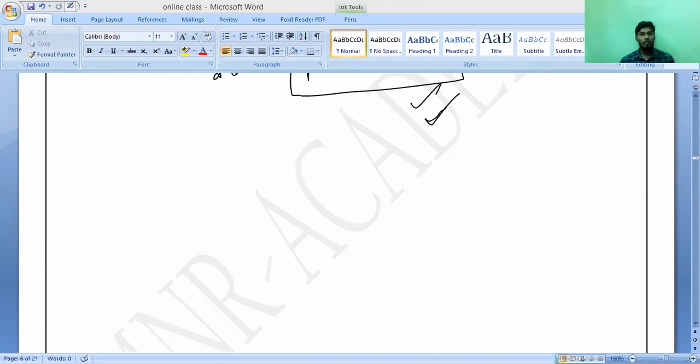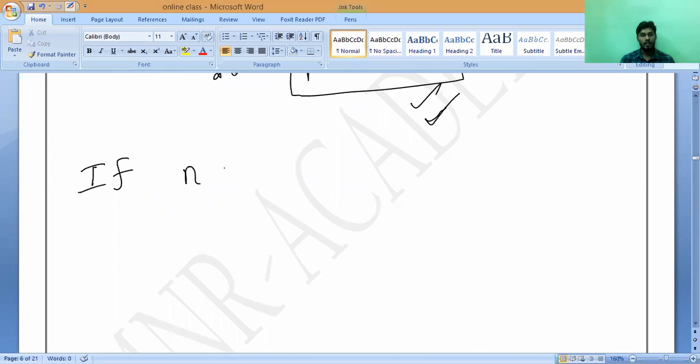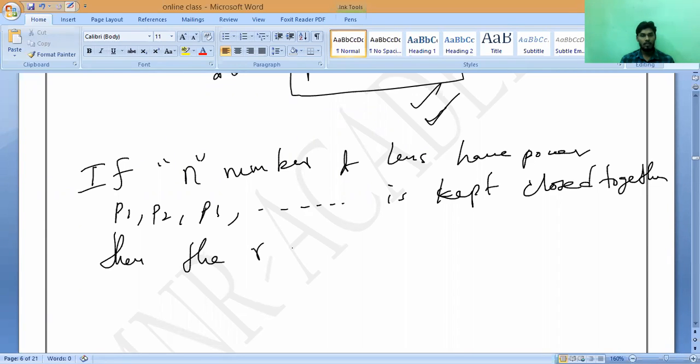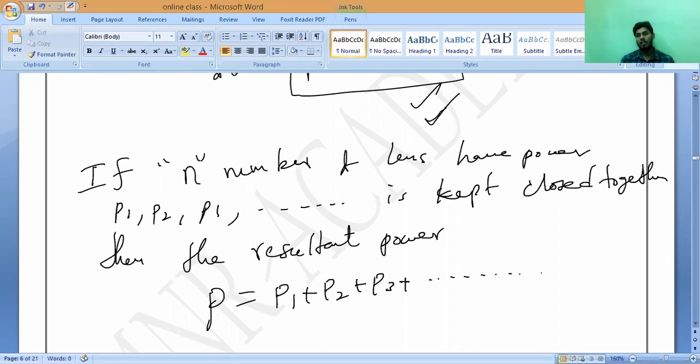Okay. Suppose a number of thin lenses having powers P1, P2, P3, etc. are placed in close contact with one another. If n number of lenses having powers P1, P2, P3, etc. are kept close together, then the resultant power P is equal to P1 plus P2 plus P3 plus, and so on. That is what you should remember.